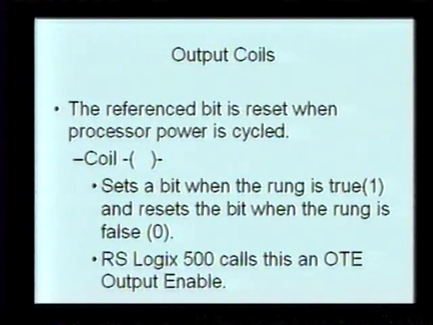Output coils: the referenced bit is reset when processor power is cycled. So the output coil symbol looks like that little symbol right here. It sets a bit when the rung is true, 1, and resets the bit when the rung is false. RSLogix 500 calls this an OTE, output enable.